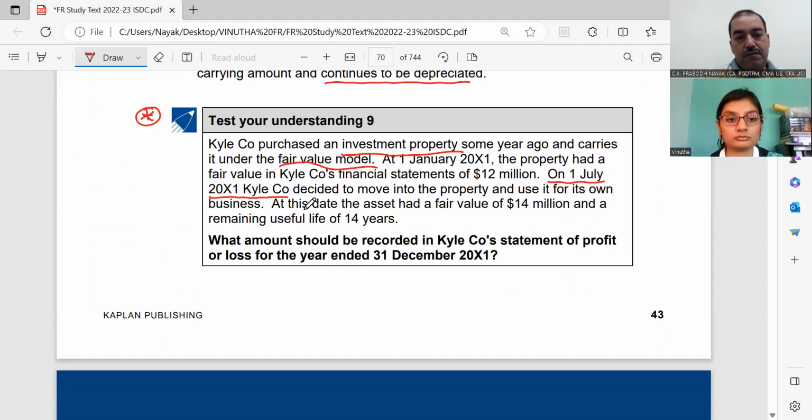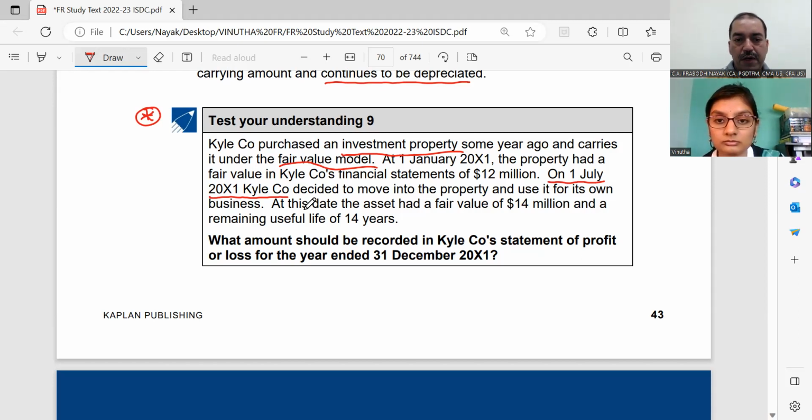Test your understanding 9. Kyle Company purchased an investment property some years ago and carries it under the fair value model. On 1st January 20X1, the property had a fair value in Kyle Company's financial statements of $12 million. On 1st July, Kyle decided to move into the property and use it for its own business. On this date, the asset had a fair value of $14 million and the remaining useful life of 14 years. What amount should be recorded in Kyle Company's statement of profit or loss?